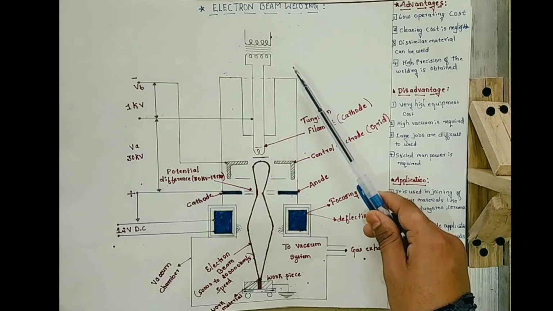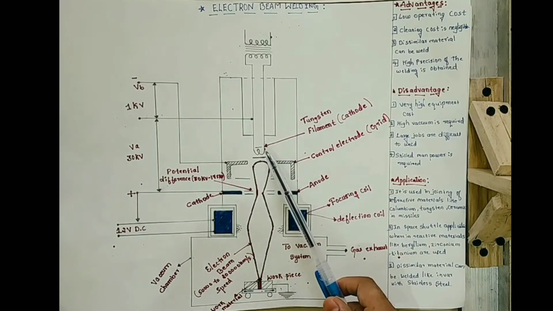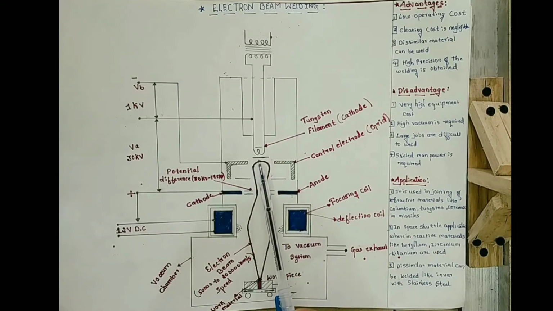Initially, when the power supply is given to the tungsten filament, the tungsten filament will be heated up and it will produce the electron beam. Those electron beams will be controlled with the help of the control electrode. Then the electron beam passes through the cathode and anode. The cathode and anode create a potential difference of 30 kilowatt to 175 kilowatt. That much potential difference is enough to accelerate the electron beam. Acceleration is nothing but an increase in the speed of the electron beam.